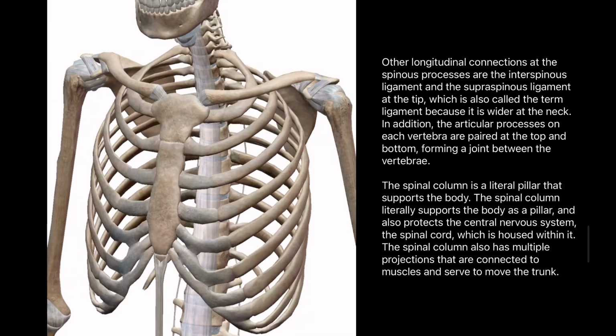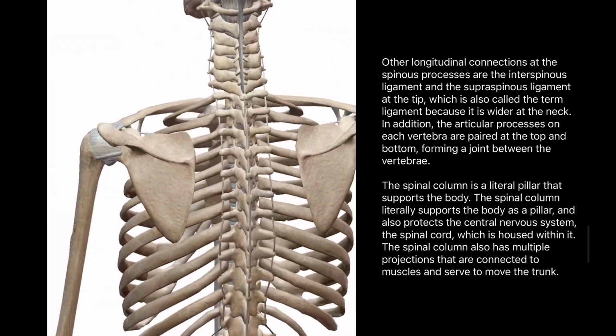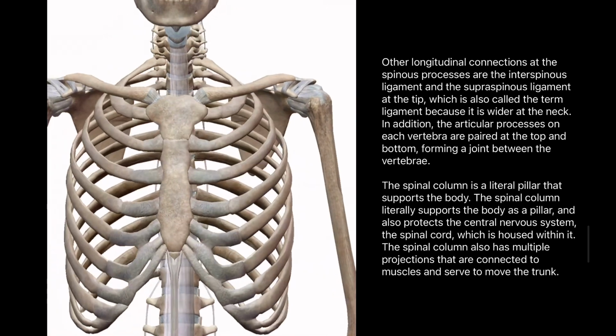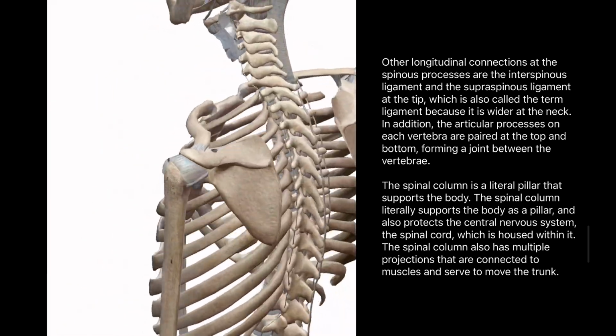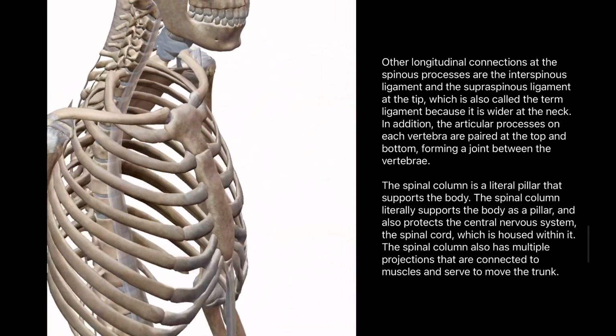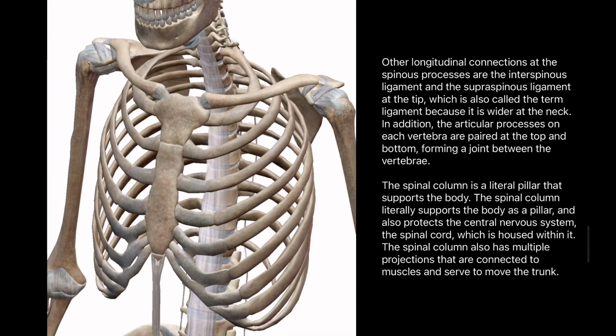The spinal column is a literal pillar that supports the body, and also protects the central nervous system, the spinal cord, which is housed within it. The spinal column also has multiple projections that are connected to muscles and serve to move the trunk.